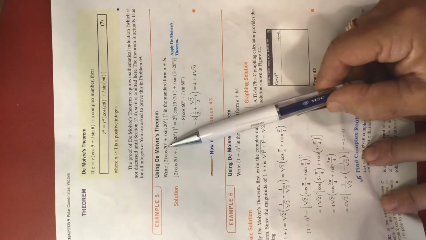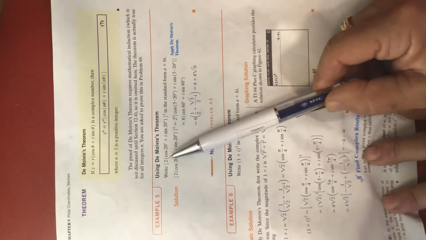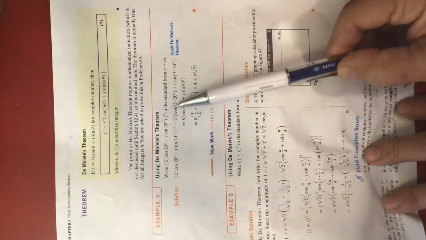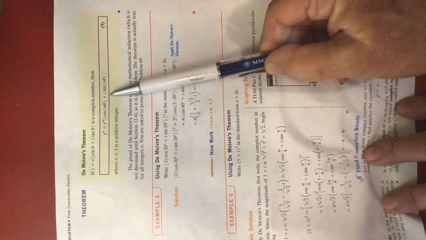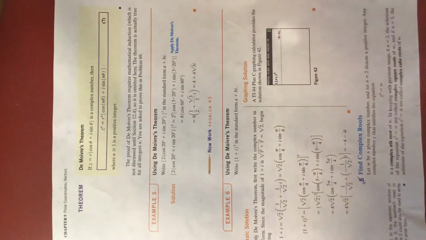So 2 cosine of 20 plus i sine of 20, cubed. So we're going to cube it. You take 2 and cube it, and you take the angle and multiply it times 3 using the formula. Do that, you get 8 cosine 60 plus i sine 60.